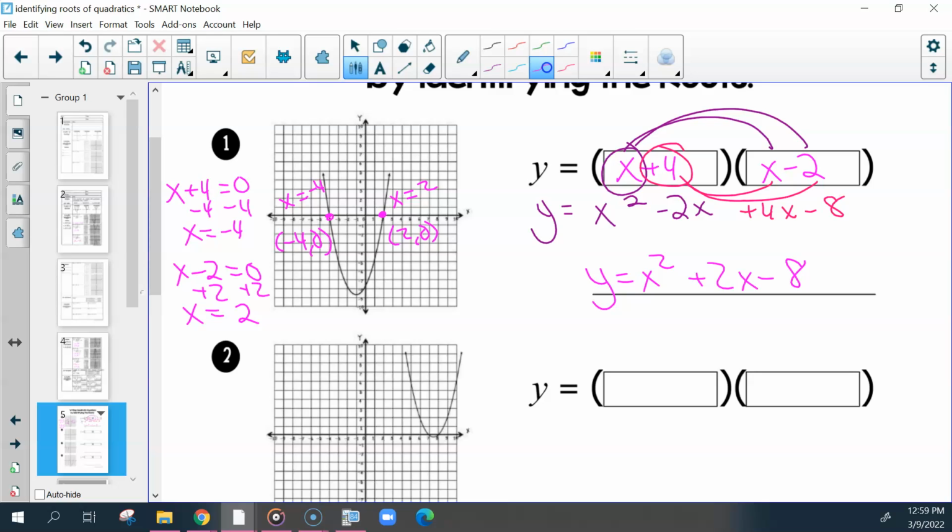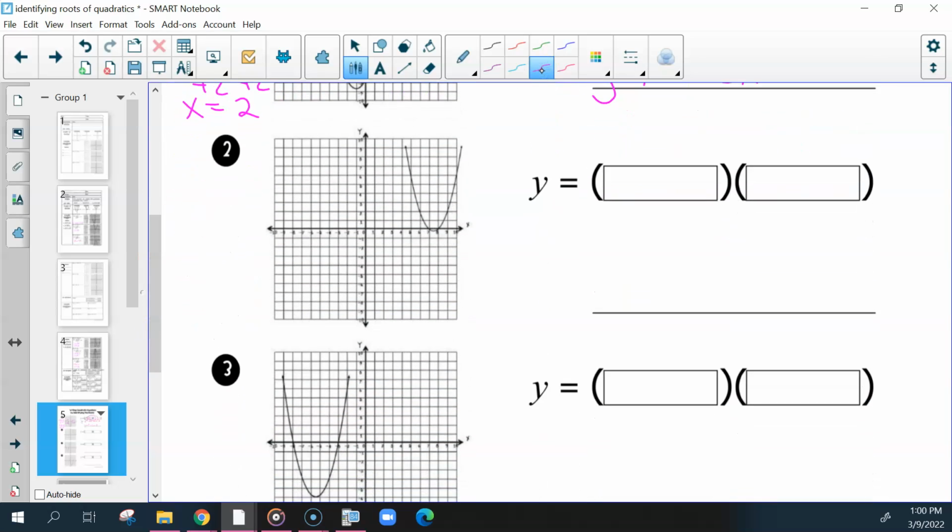Before we do another example, what questions do we have on this one? We're distributing, but twice. So x times everything in the second, and 4 times everything in the second. Let's do this one more. And number 2.